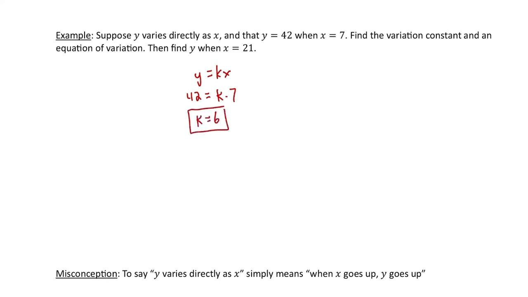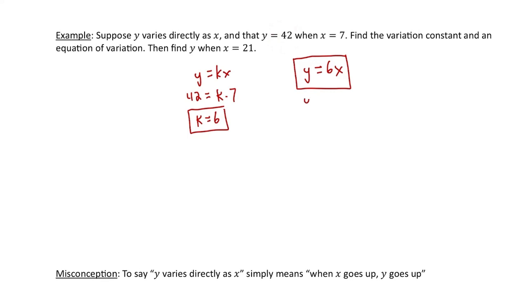So 6 is our variation constant, and our equation of variation would be y equals kx, but the k we found was 6, so it's y equals 6x is our equation of variation. Now the question is, what is y? Find y when x is 21. Now we could do this by plugging it into the equation, and we will in a second here, but notice that they're asking us to use 21 for x when initially we had 7 for x. So we're tripling our input, so we should triple the output. We should triple the y, and 3 times 42 is 126. So I'm guessing our final answer should be 126.